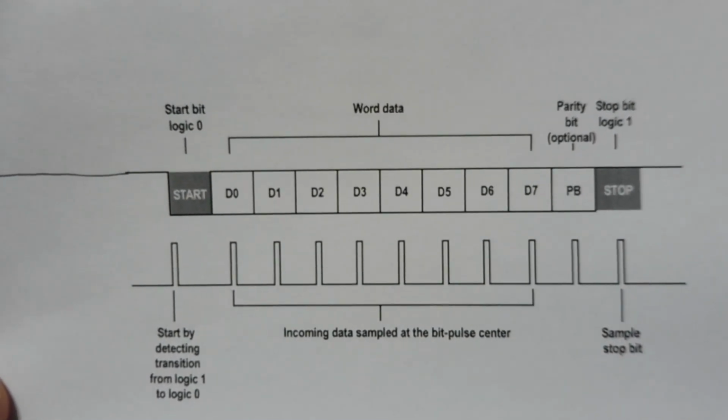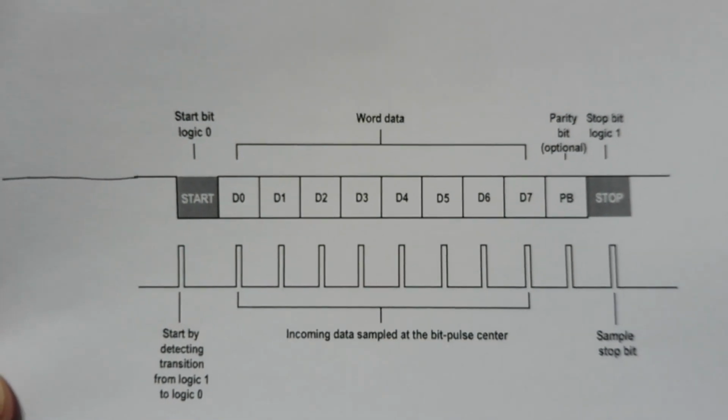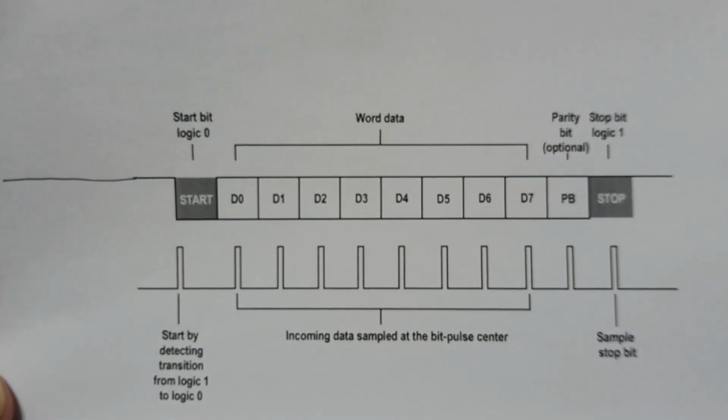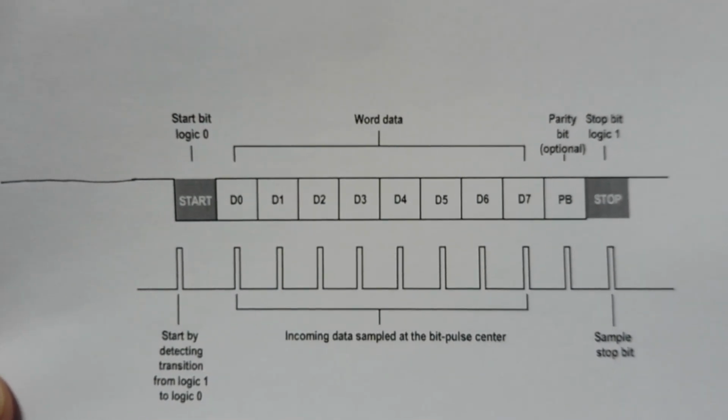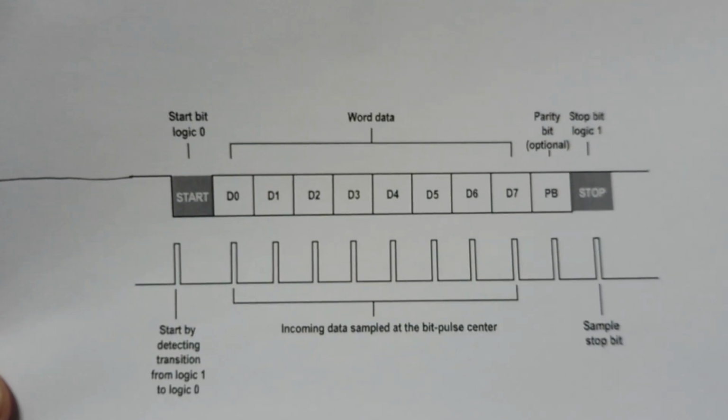Now we don't have to modulate the FSK encoder using the UART protocol. We could use our own bit stream. We could use Manchester encoding, where the data and the clock information is sent in the same bit stream.